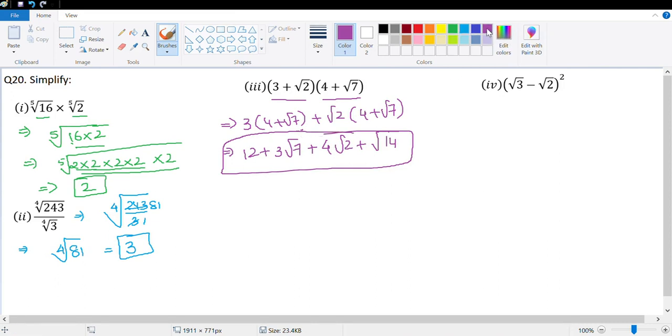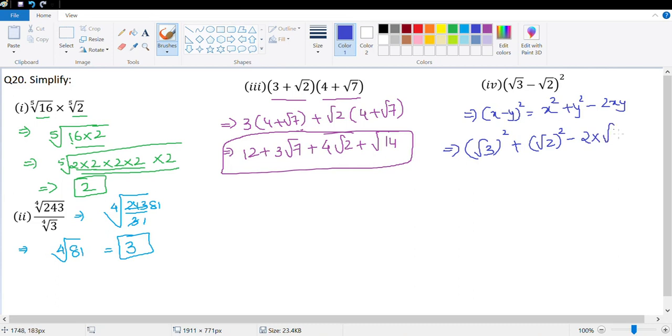Let's look at the next question. That's root 3 minus root 2 whole square. This is in the form x minus y whole square, which is equal to x square plus y square minus 2xy. So in this case, that's root 3 whole square plus root 2 whole square minus 2 multiplied with root 3 multiplied with root 2. So this is 3 plus 2 minus 2 root 6. So the answer is 5 minus 2 root 6.